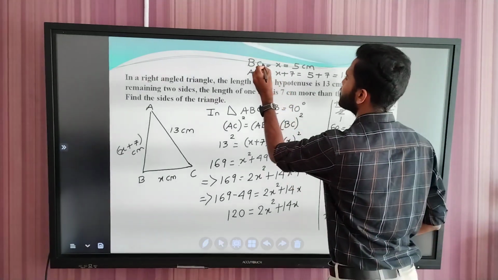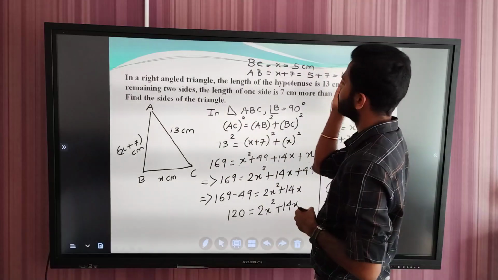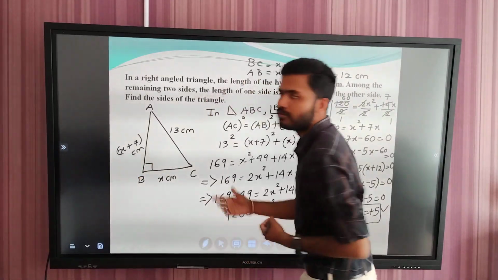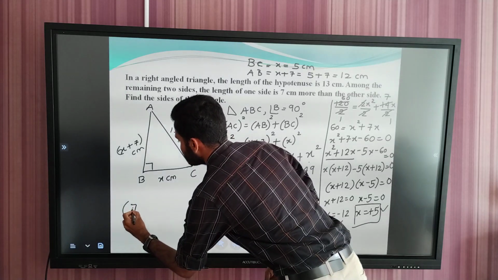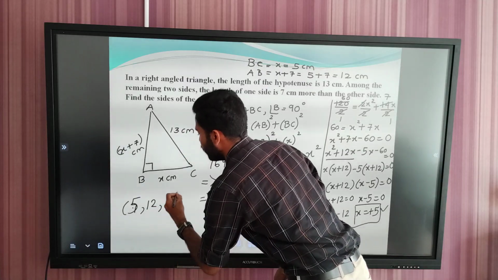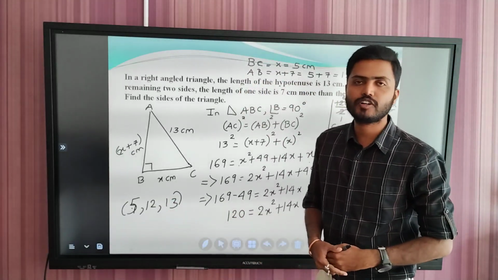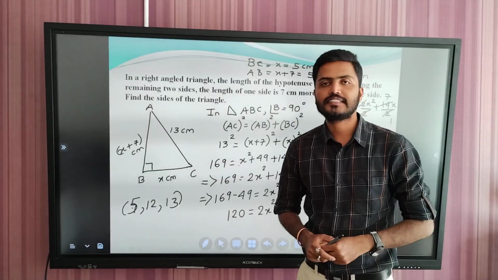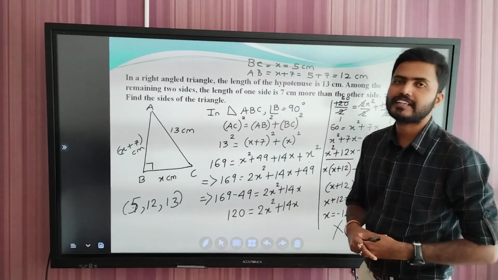Okay, so the sides of this right angle triangle are going to be 12, 5 and 13. And a very interesting fact about this particular question is that 5, 12 and 13 forms a Pythagorean triplet. Okay, so 5, 12 and 13 forms a Pythagorean triplet, and yes, these are nothing but the sides of this right angle triangle. Okay, so this concludes our today's session on the topic triangles.